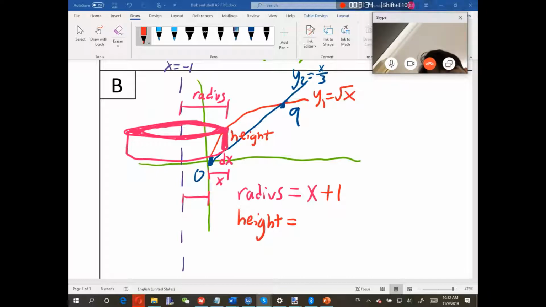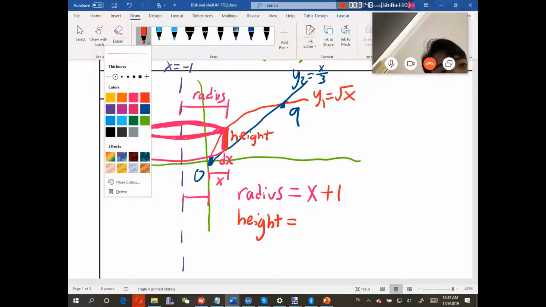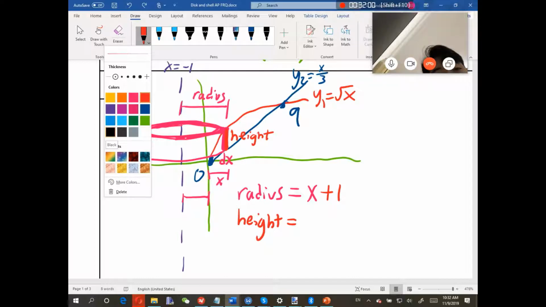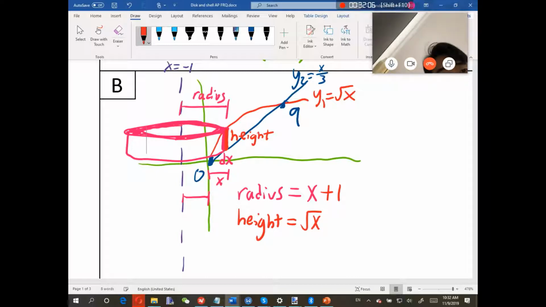Okay, not x squared, no. So my height right now is this line, which is my difference between the red line and the blue line. What's the equation of this red function? Root x. Okay, so I've got root x. And then if I want the difference between them, I would need root x minus what? X over 3, that's it.